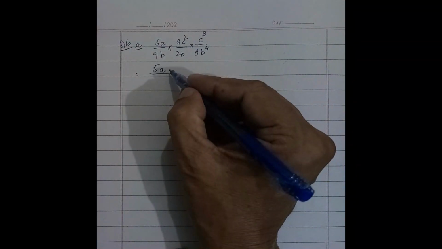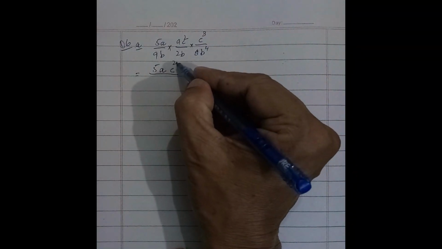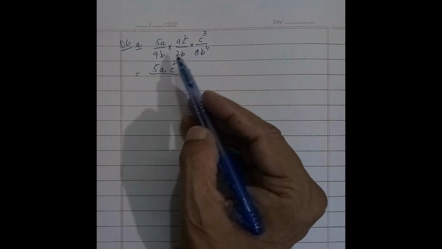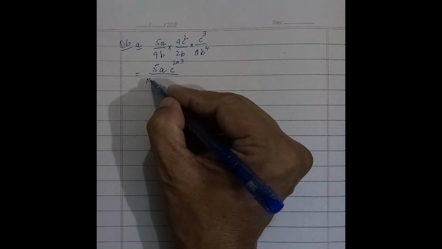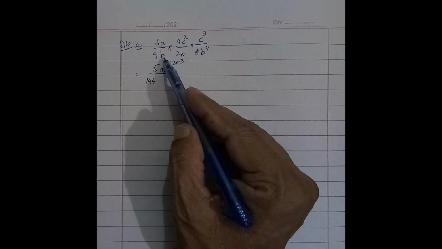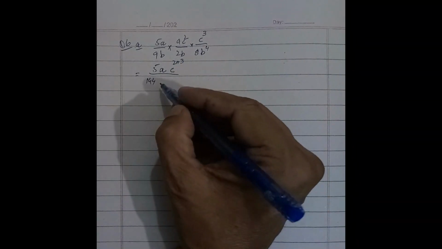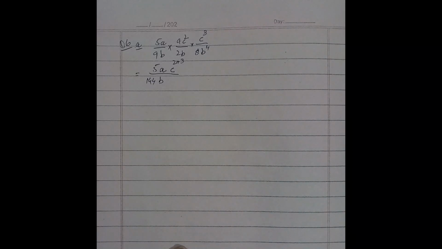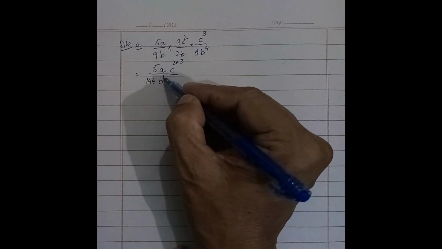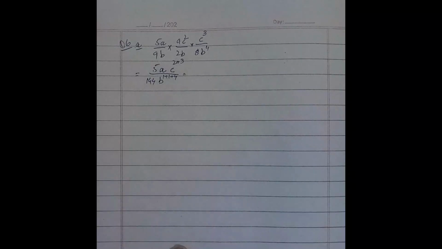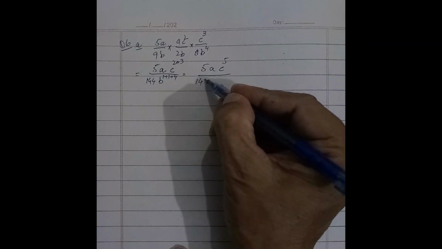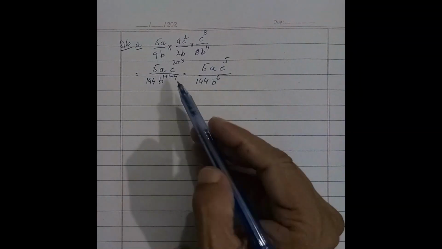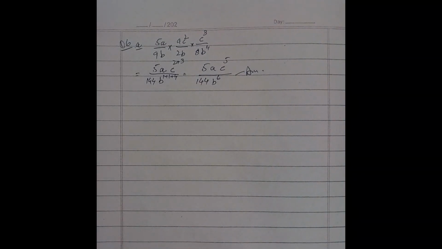c2 and c3, when the base is the same, the powers add, 2 plus 3. And in the denominator, 9 8s are 72, 72 2s are 144. And in the denominator, b multiplied by b multiplied by b4. And we know that when the base is the same, the powers add, b is power 1 plus 1 plus 4. The answer is 5a c5 over 144 b power 6. 1 plus 1 is 2, 2 plus 4 is 6. And it is the answer of A part of the question.